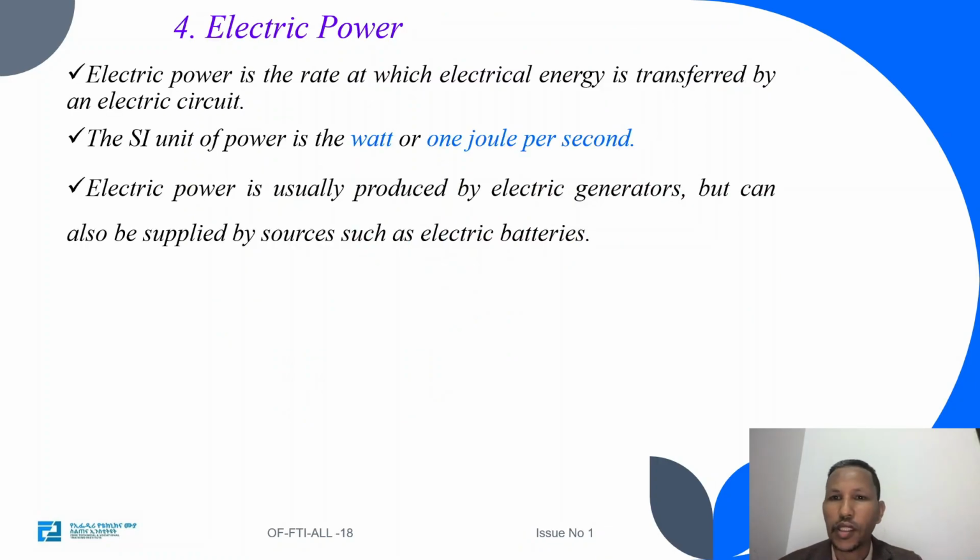When it comes to electric power, it is the rate at which electric energy is transferred by an electric circuit. The SI unit of power is the watt. Power is the time rate of energy, that means the time derivative of energy with respect to time. 1 watt means 1 joule per second. Electric power is usually produced by electric generators, but can also be supplied by electric batteries.